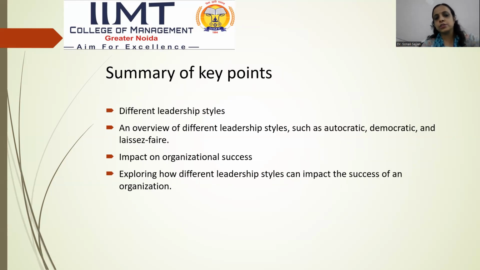So we went through so many slides, and we come to know the different types of leadership styles and leadership as well, and an overview of different leadership styles such as autocratic, democratic, and laissez-faire. And what is the impact on organizational success? It means how an organization succeeds by using leadership styles according to the circumstances, and exploring how different leadership styles can impact the success of an organization.